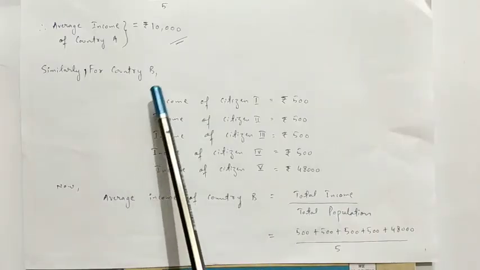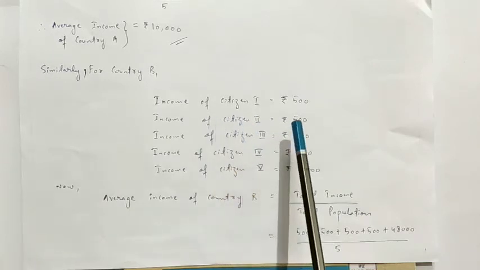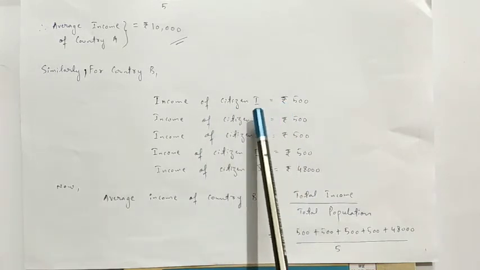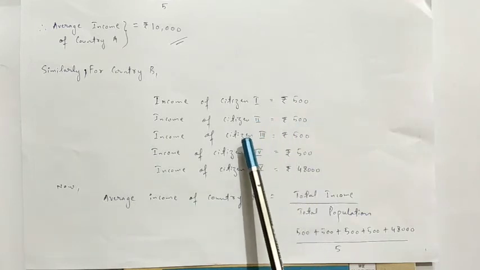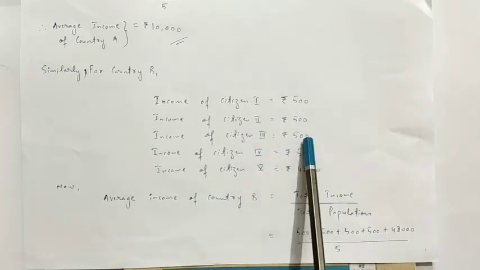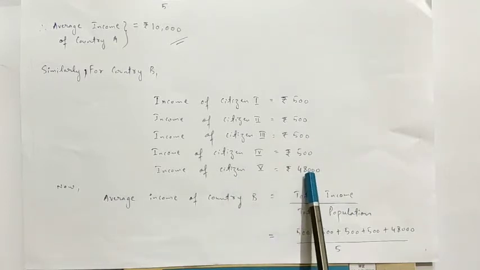Similarly, for country B, we will use the same process. Income for each citizen is given. So, for citizen 1 it is 500, for citizen 2 also 500, for citizens 3 and 4 also 500 each. And for citizen 5, it is given as 48,000.